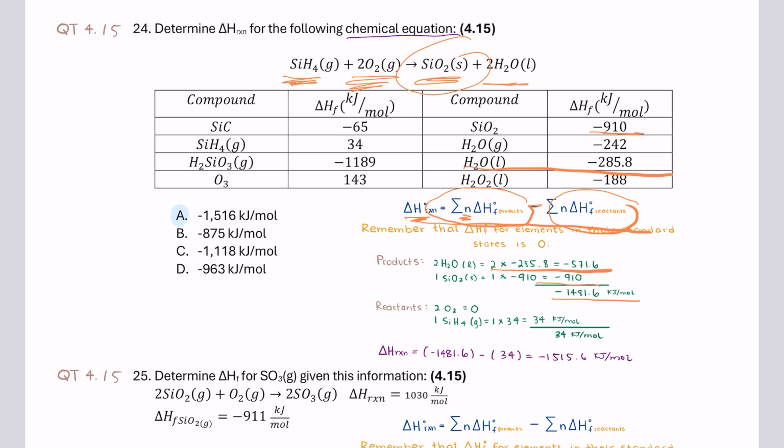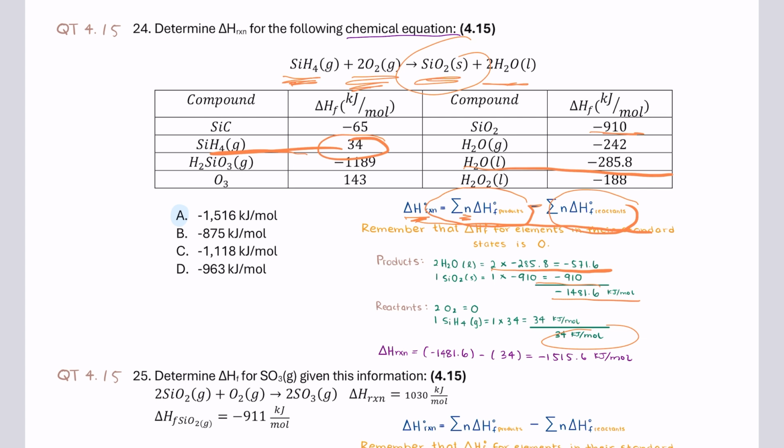Now we turn to the reactants. First, we consider diatomic oxygen gas. Since oxygen is an element in its standard state, its standard enthalpy of formation is defined to be 0. So we do not include it in our enthalpy sum. The only other reactant is silane gas, SiH4, for which the standard enthalpy of formation is equal to 34 kilojoules per mole. And since we have just 1 mole, the total enthalpy contribution from the reactants is just 34 kilojoules per mole.